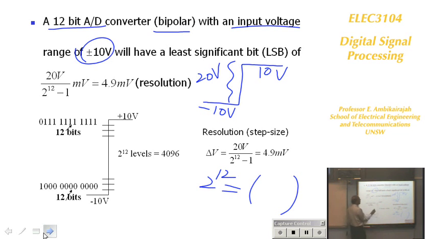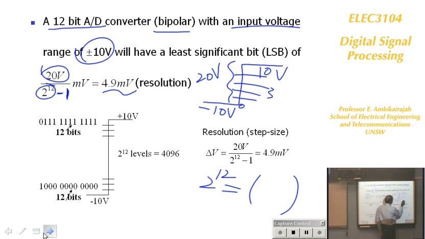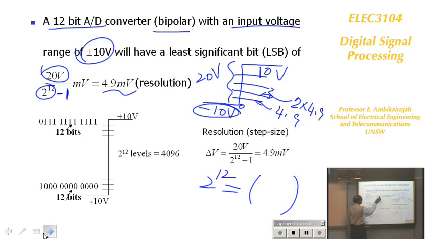So you could say you're going to have the distance between each of these levels, what's the voltage in terms? You can say 20 volts is what I have, the number of levels is 2 to the power 12, and minus 1 is the number of intervals. If you've got 10 levels, you've got 9 intervals. So, intervals are 2 to the power 12 minus 1. So, 4.9 millivolts approximately is the resolution. This is 0 volts, that's 4.9 millivolts. This is 2 times 4.9 millivolts, and by the time you reach there, this is not 0, this is negative, but the resolution is 4.9.